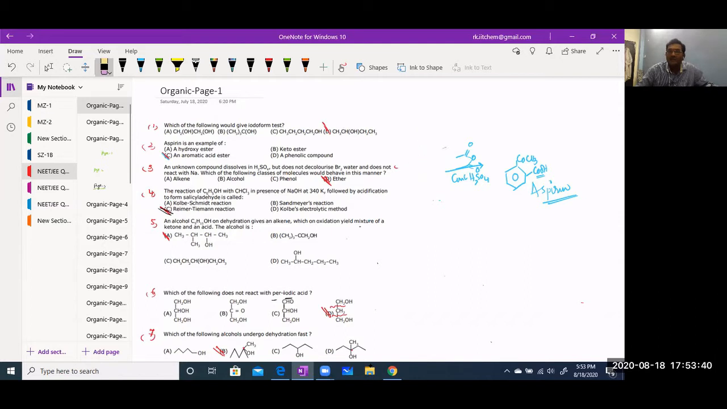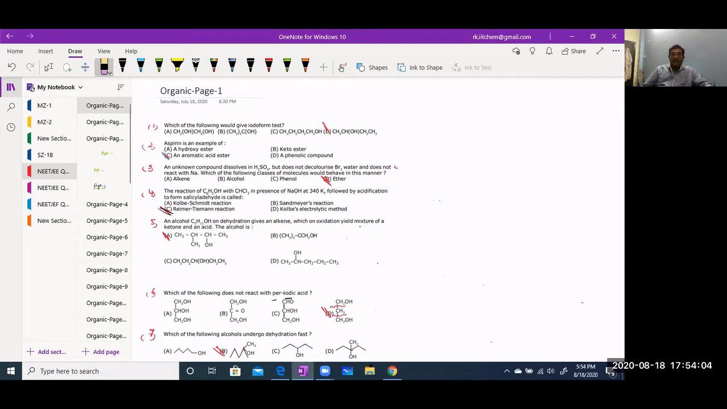Why, sir, is it going to be ether? Let us see. Alkene, being unsaturated, decolorizes bromine. The reddish brown color of bromine is decolorized in presence of bromine and water. And next, alcohol reacts with sodium. It's going to give us sodium alkoxide.